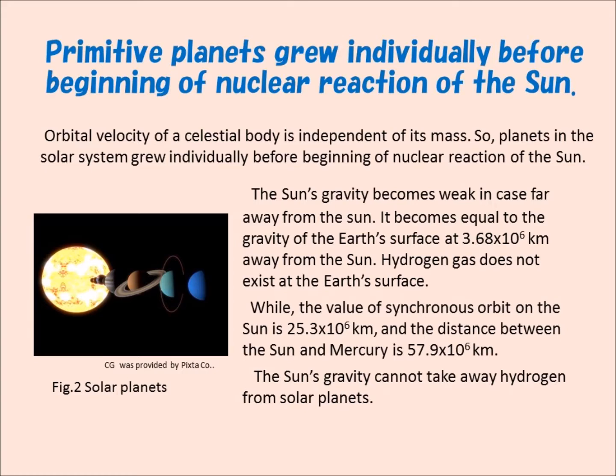The Sun's gravity becomes weak far away from the Sun. It becomes equal to the gravity of the Earth's surface at 3.68 million kilometers away from the Sun. Hydrogen gas does not exist at the Earth's surface. The value of the synchronous orbit of the Sun is 25.3 million kilometers, and the distance between the Sun and Mercury is 57.9 million kilometers. The Sun's gravity cannot take away hydrogen from solar planets.